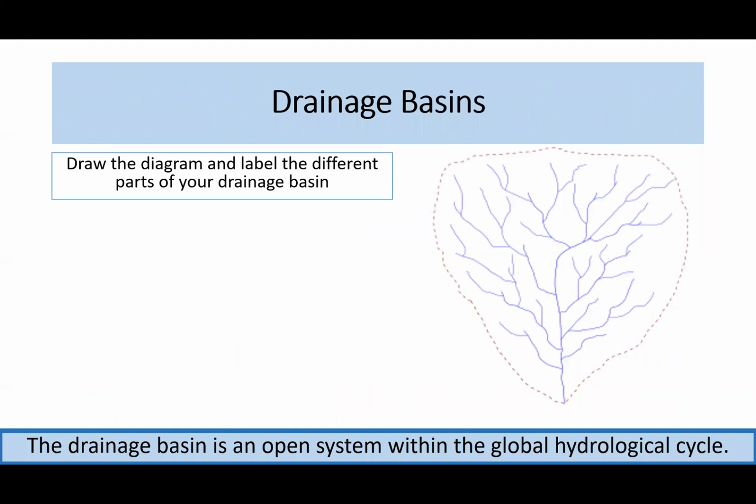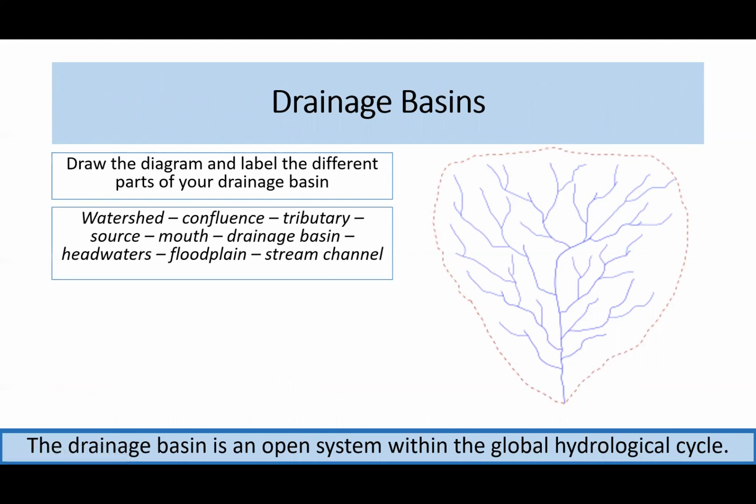So a drainage basin then. Draw yourself this simple diagram, and I want you to add some labels to it. So this is linking quite strongly back to GCSE. So what's the watershed? What's the confluence? What's the tributary? What's the source? What's the mouth? What actually is the drainage basin? Where are the headwaters? And where's the floodplain? And finally, where's the stream channel? So let's draw that in pencil, get those labels added on.